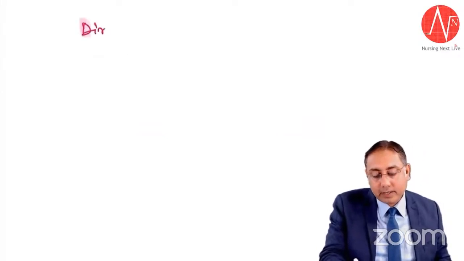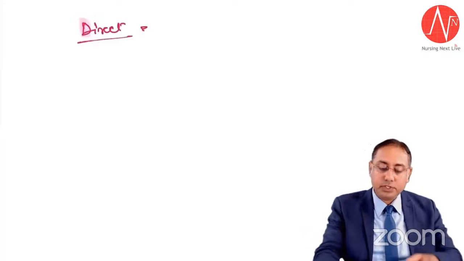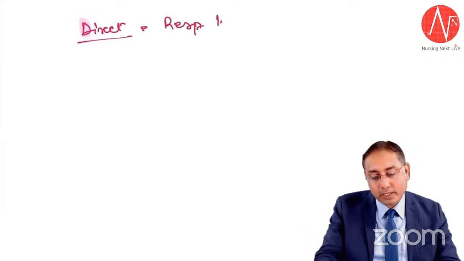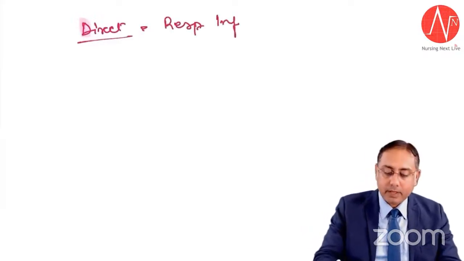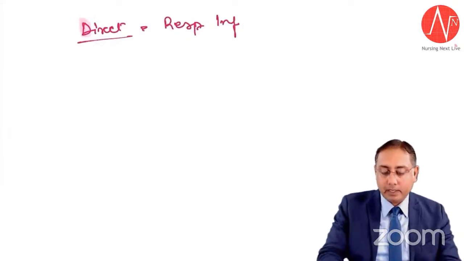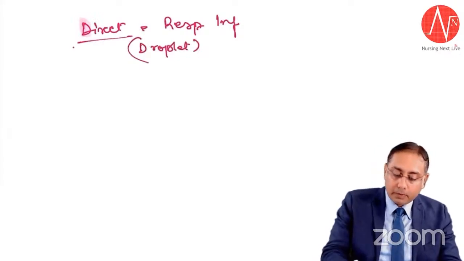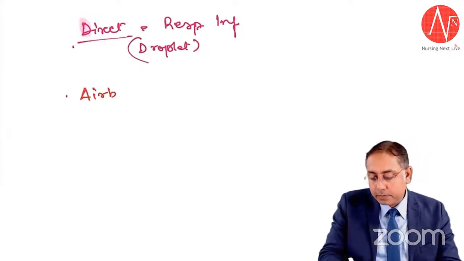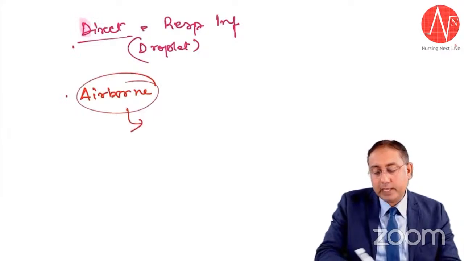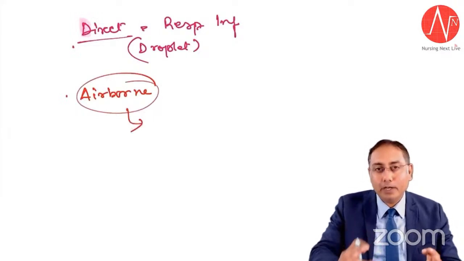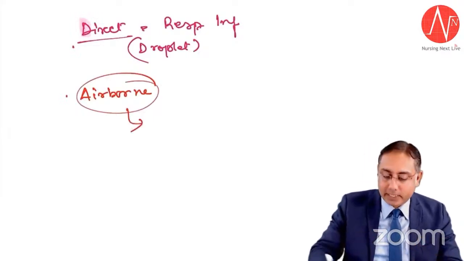MCQ for your exam: what diseases will have the direct mode of transmission? Direct mode of transmission will happen in almost all the respiratory infections. Almost all respiratory infections have a droplet mode of transmission. Talking about the airborne mode of transmission, it can happen for a very particular, specific group of diseases.